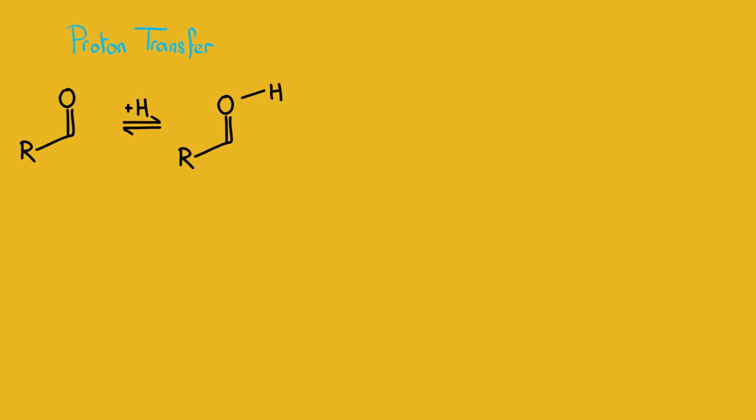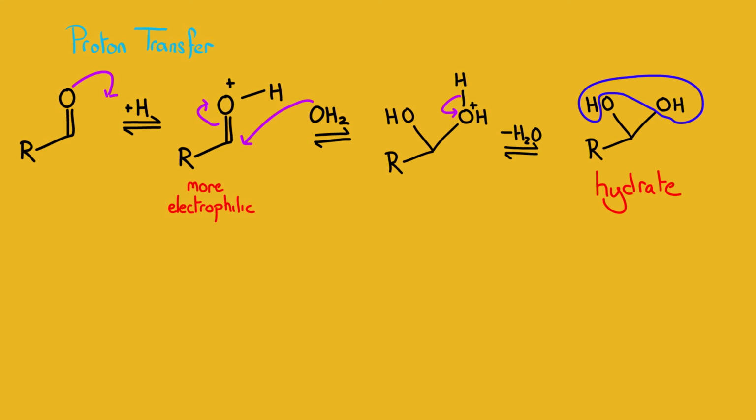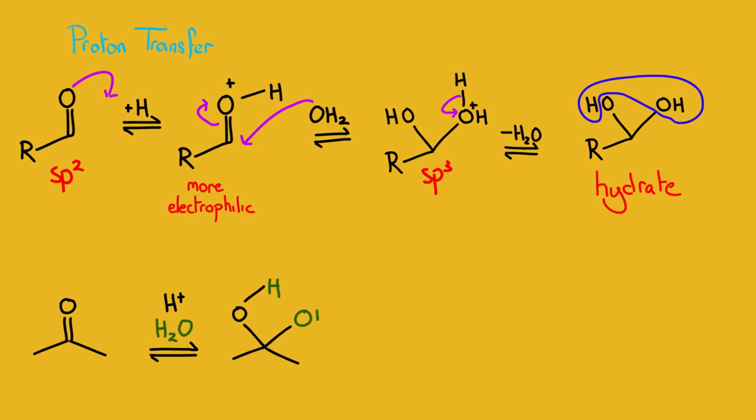Once the oxygen of the carbonyl group is protonated, the carbon becomes more electrophilic. When the water adds to the carbonyl group, the carbon of the carbonyl goes from sp2 to sp3 and we form a hydrate. The hydrate is called an addition product because the water adds to the carbonyl. There are no byproducts. It's just like sums. 1 plus 1 equals hydrate.